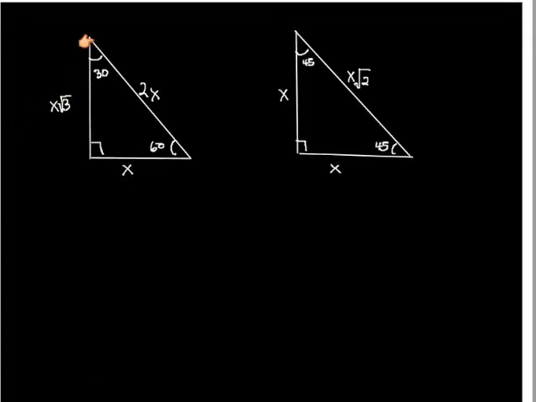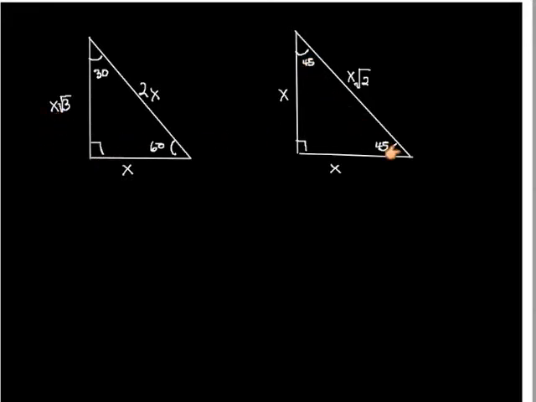A special triangle can be either a 30, 60, 90 triangle or a 45, 45, 90 triangle. If it is a 30, 60, 90 triangle, then the side across from 30 is half of the hypotenuse, and the side across from 60 degrees is the x value times square root of 3.